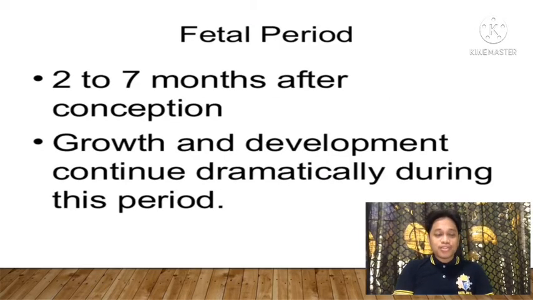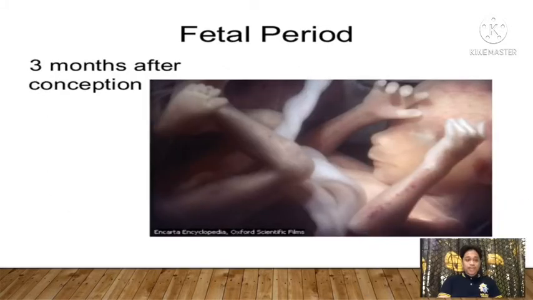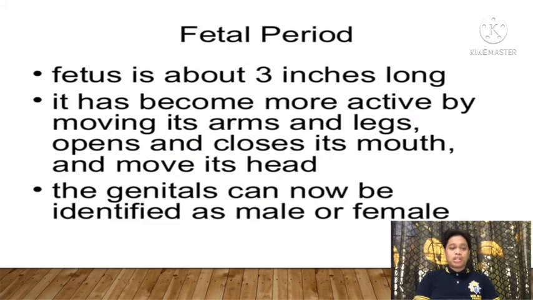So the fetal period happens 2 to 7 months after the conception. So here we can now see the growth and development continue dramatically during this period. In this picture, we are able to see the 3 months after the conception. So in the 3 months period, the fetus is about 3 inches long, and it has become more active by moving its arms and legs, opening and closing its mouth, and moving its head. And also, the genitals can now be identified as male or female.